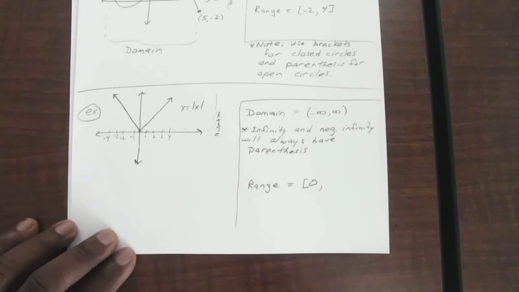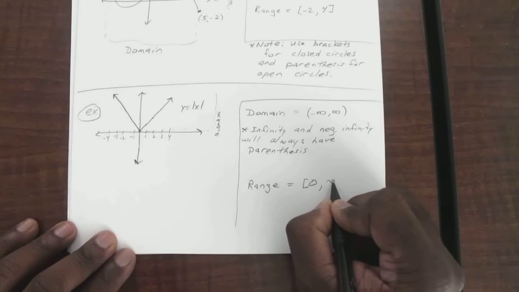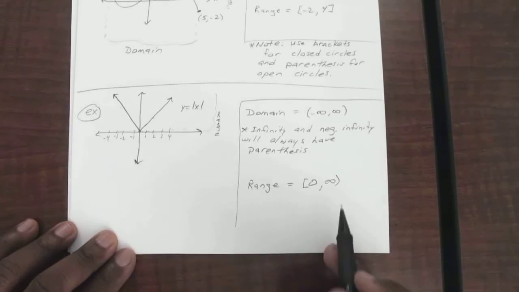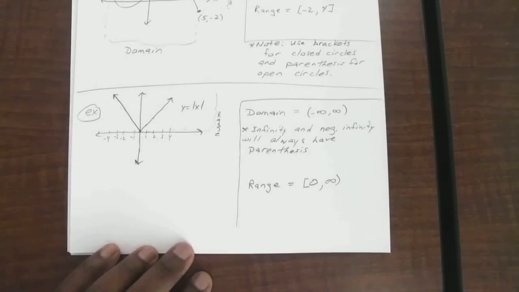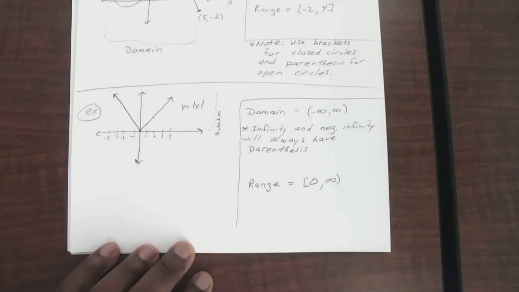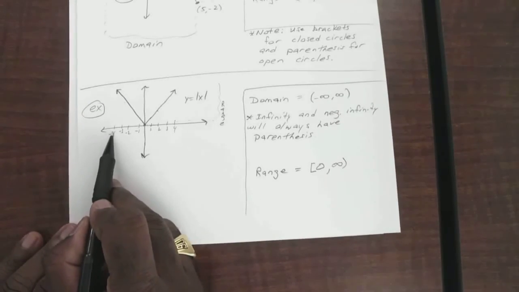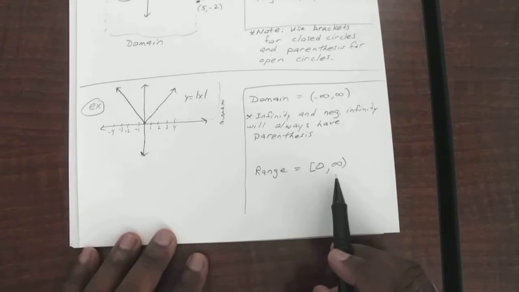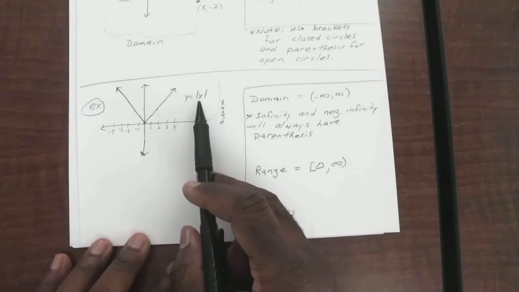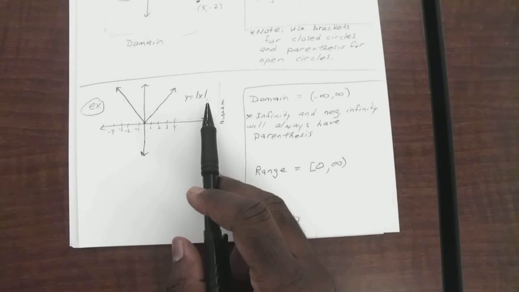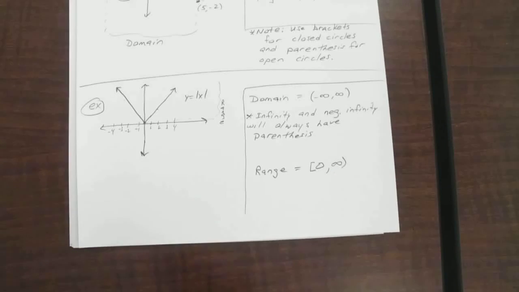Since it goes up forever, it goes up to positive infinity. And remember, infinity and -infinity always have parentheses. Even if they're mixed, you'll have one side bracket, one side parentheses. The infinity will always have parentheses. Okay, so remember your domain, -infinity to infinity, your range from 0 to infinity. So those are all your possible y values. And if you think about it, no matter what you plug in for x, the absolute value is always going to be positive. So you're only going to have y values of positive numbers.